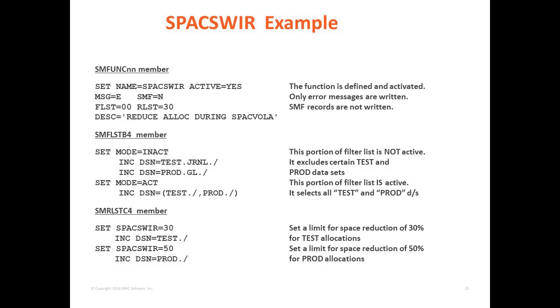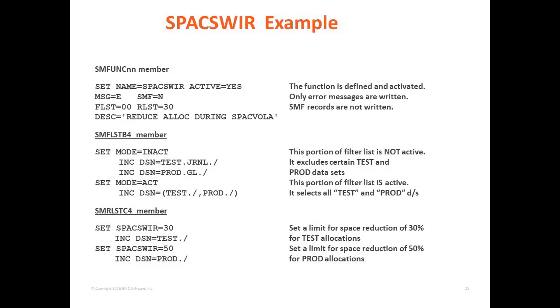Okay, here's an example of the SPACSWIR function. In the SM func member, we have changed our messages and SMF values to only display error messages, and they do not write anything to SMF. Our F-list contains an inact statement informing SRM not to consider these resources for SPACSWIR. The resources not to consider are any datasets starting with test.journal or prod.gl. The resources that are considered are test.anything datasets or prod.anything.